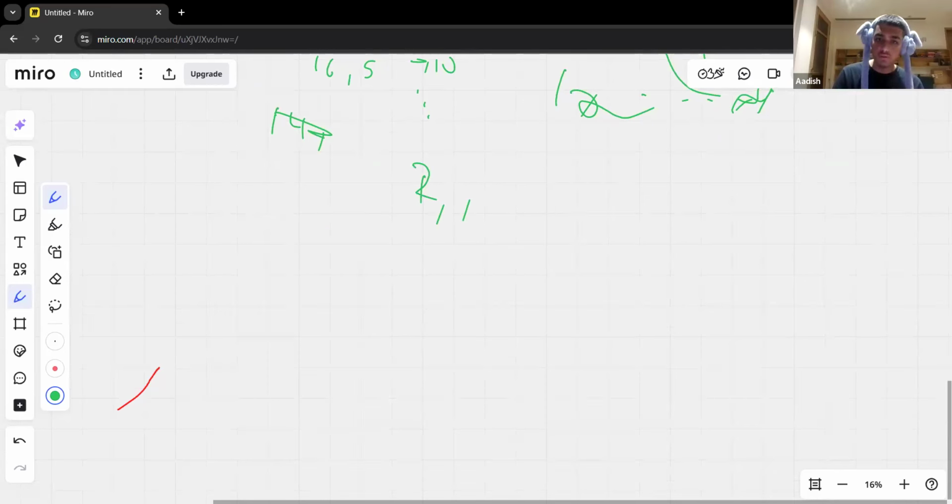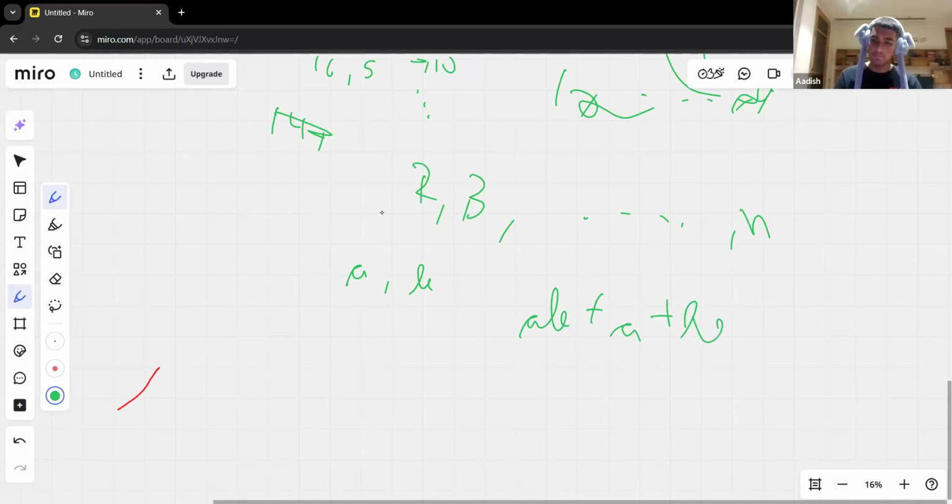You have the numbers 2, 3, all the way up to n written on the board. In a step, you pick two numbers, A and B, and you replace them by AB plus A plus B. You take any two numbers A and B, you replace them by AB plus A plus B.